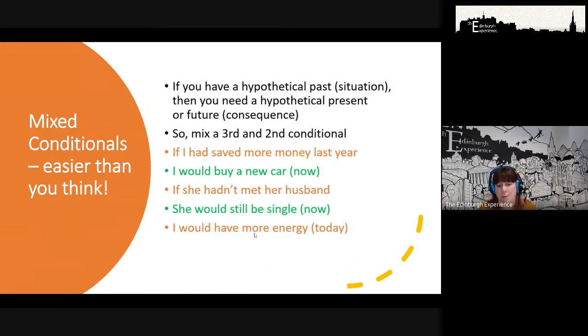And if I say I would have more energy today if I hadn't gone to bed so late last night. Yeah. So last night I did go to bed late, and this morning I don't have much energy. Okay. We have our hypothetical result here, our consequence, and our hypothetical situation. Yeah. Okay. These are the ones we're expressing. Remember, situation with the third conditional structure, consequence with the second conditional structure.